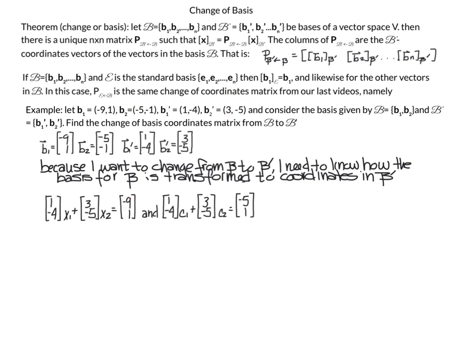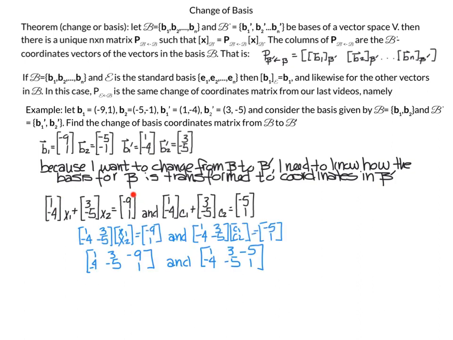So in other words, I want b1, which is negative 9, 1, written as a linear combination of B prime basis vectors, which is 1, negative 4, and 3, negative 5. And then also I need my second basis vector, negative 5, 1, as a linear combination of my B prime basis, 1, negative 4, and 3, negative 5. So these are the two linear combinations I need to solve for, and I used x1 and x2 as my first set of coordinates, scalar multiples, and c1, c2 as my second set of scalar multiples.